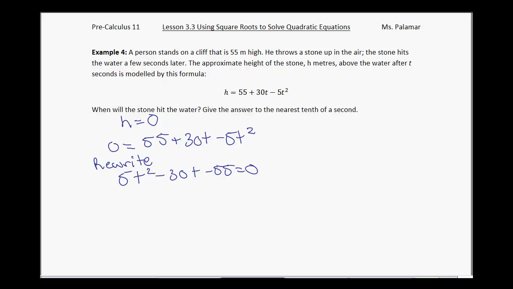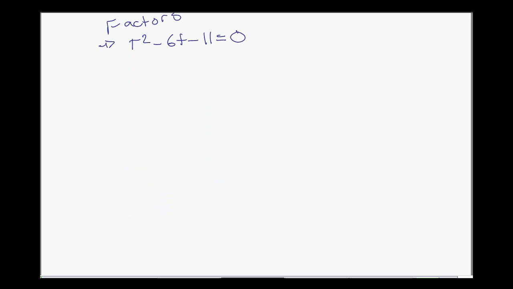There we go. And before we move on even further, we can factor out a 5 here. And then we get t squared minus 6t minus 11 equals 0 now. But this equation cannot factor. There are no two numbers that multiply to negative 11 and add to negative 6. So let's use completing the square to solve this.